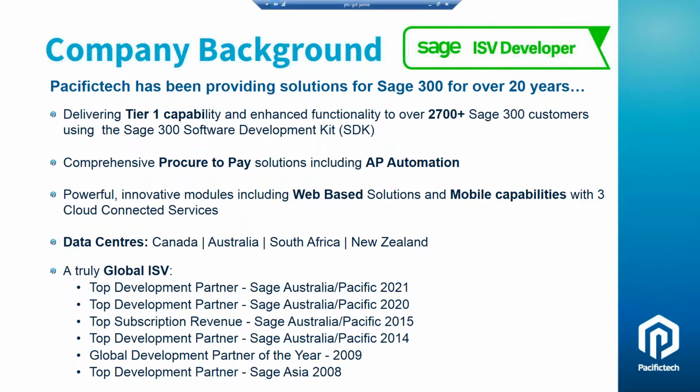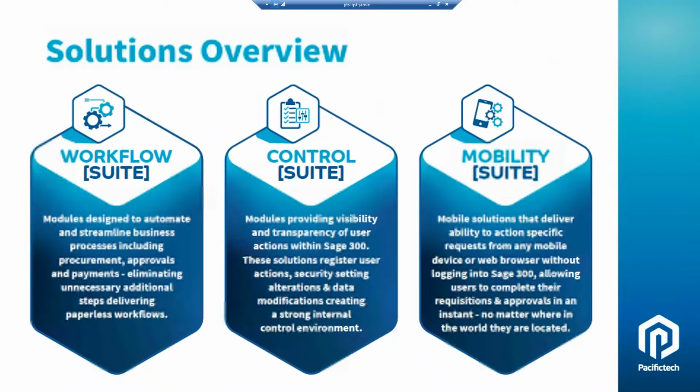We have a very comprehensive procure-to-pay solution, including our AP automation. Included with all that, we have some very innovative and powerful modules, many of which interface with our web-based solution, PW Web, and our mobility capabilities that all work with 3 cloud-connected services. We have data centers around the globe in Canada, Australia, South Africa, and New Zealand. We've won a number of awards over the years from Sage that we're quite proud of, and we truly are a global ISV. If you were to look at our solutions and try to put them into 3 compartments, you would have Workflow Suite, Control Suite, and Mobility Suite.